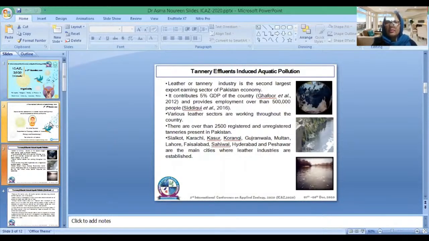The leather or tannery industry is the second largest export earning sector of Pakistan's economy. It contributes 5% of the country's GDP and provides employment to over 5 lakh people in Pakistan. Various leather sectors are working throughout the country. There are over 2,500 registered and unregistered tanneries present in Pakistan. Sialkot, Karachi, Kasur, Korangi, Gujranwala, Multan, Lahore, Faisalabad, Sahiwal, Hyderabad and Peshawar are the main sites where leather industries are established.